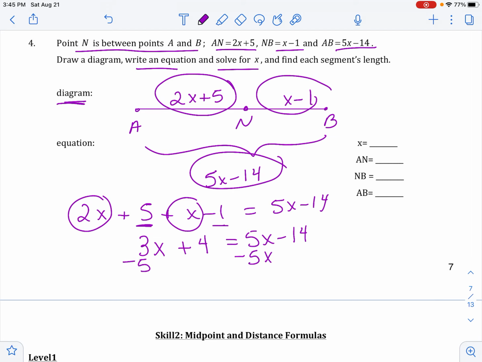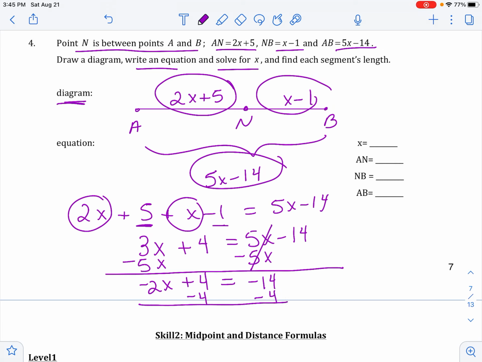So that means I'm going to subtract the 5x. Anything I do to one side, I do to the other. 3 minus 5 is negative 2x plus 4 equals, I have a minus 14. Leave the x where it is now. Let's move everything else. So I got to do the opposite of adding, which is subtracting. So I have negative 2x equals negative 14 minus 4 is negative 18.